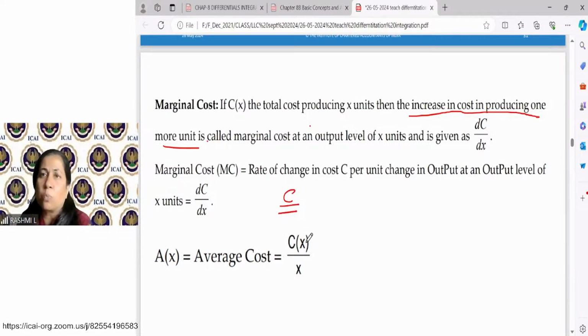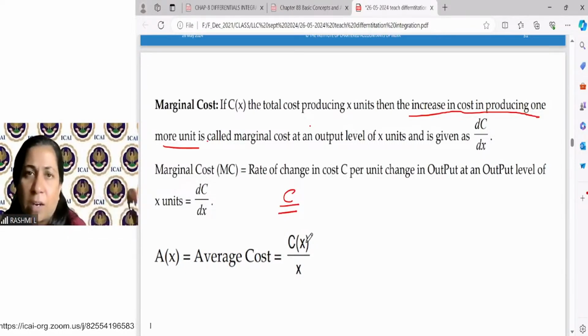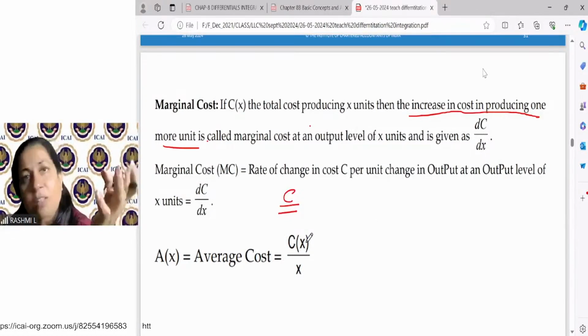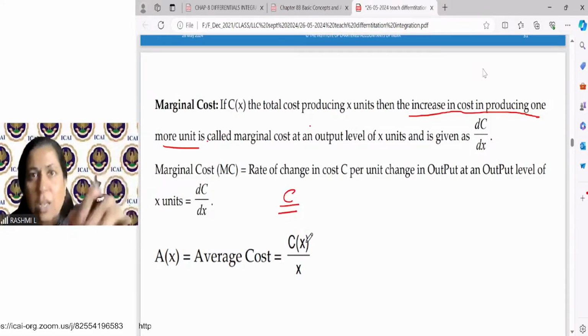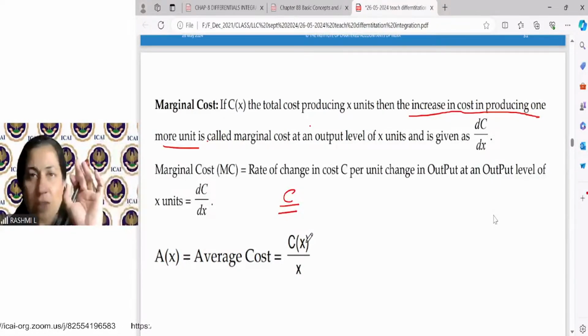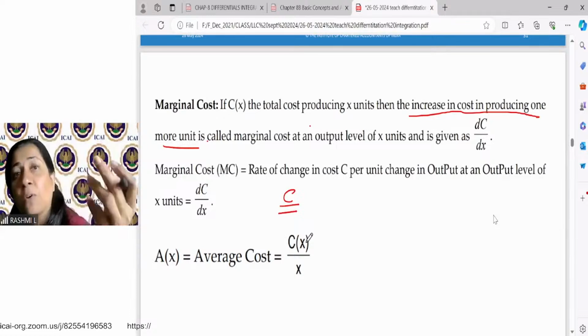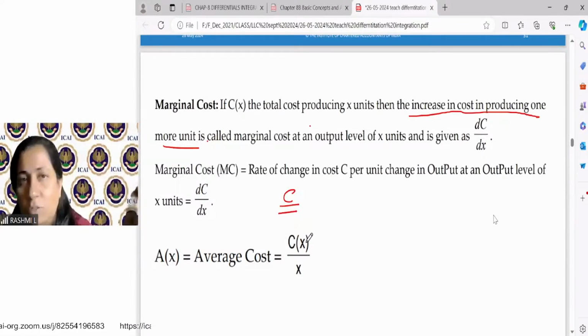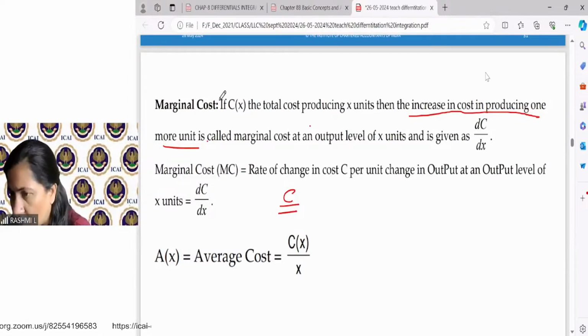Okay. So to produce 10 pencils, if I've incurred 100 rupees, then 100 upon 10 will give me what? It will give me the average cost. But if I say, okay, in this batch, I manufactured 10 pencils. What if I want to manufacture 11 pencils? I just want one more pencil. How much more cost will I need? So that is given by the marginal cost.